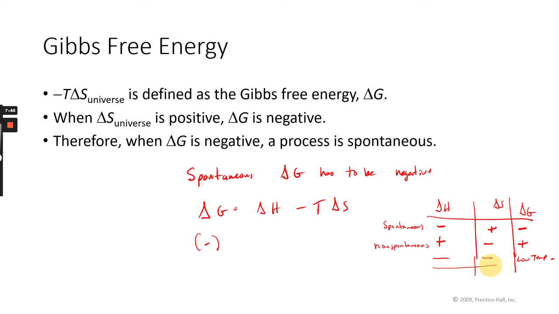And what if they are both positive? Positive at high temp, you will get a negative delta G. Why is this important? Well, if delta G is negative, that means your reaction occurs spontaneously.